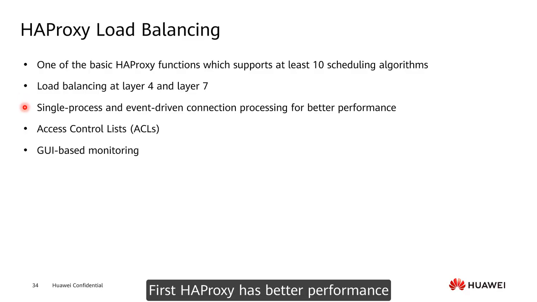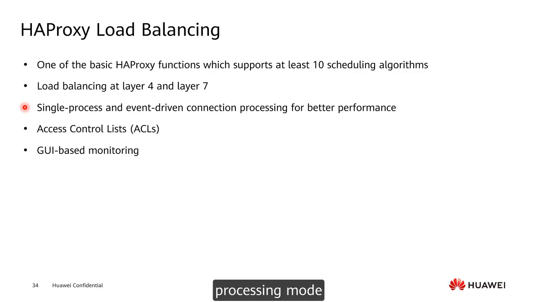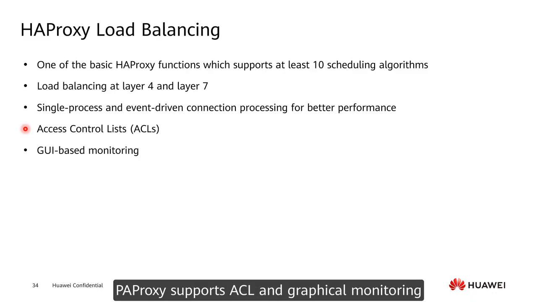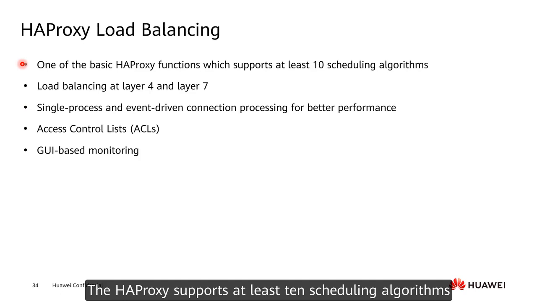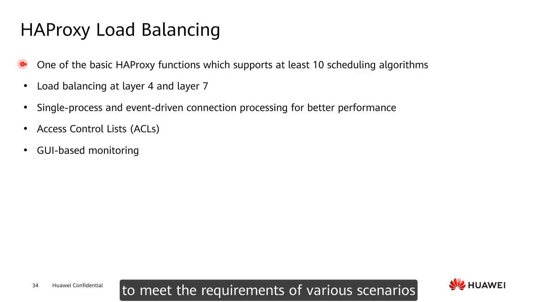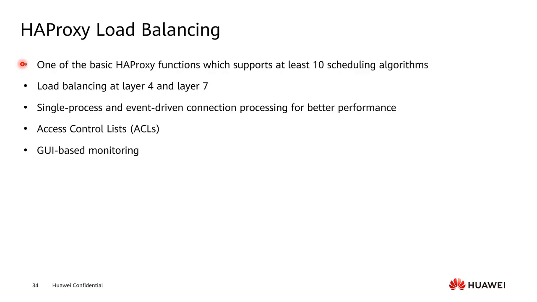First, HAProxy has better performance based on the event-driven link processing mode and single-process processing mode. In addition, HAProxy supports ACL and graphical monitoring functions. HAProxy supports at least 10 scheduling algorithms to meet the requirements of various scenarios.